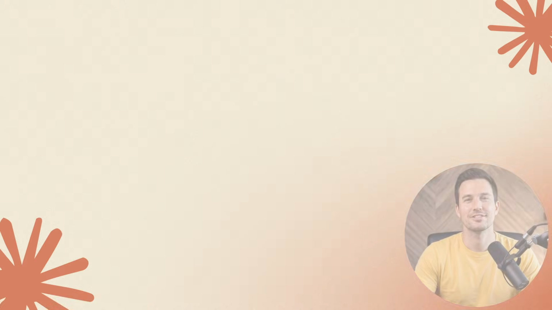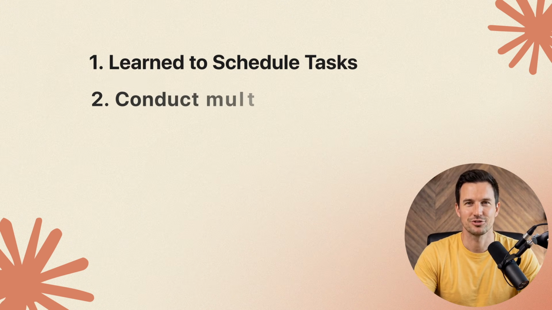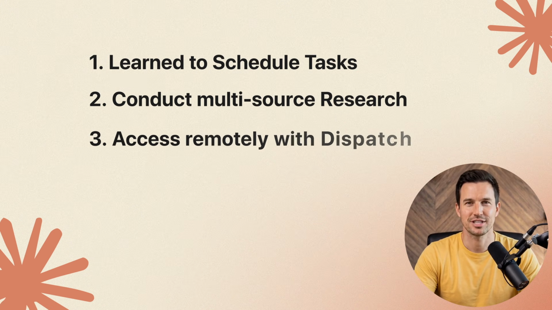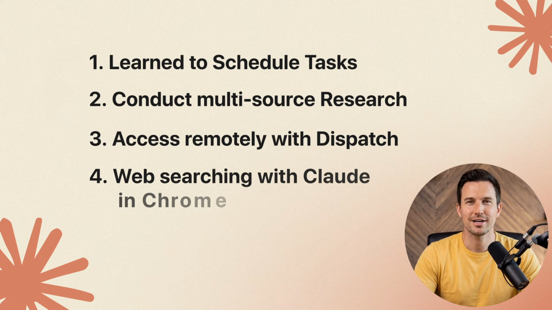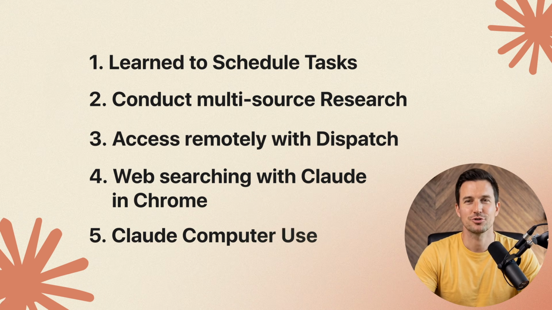No, not even close. But the thing that excites me about it is that a year ago, watching an AI open apps, move files, jump between folders on its own, that would have looked like straight up magic. But right now, it is already doing that, and we can't deny the fact that Anthropic is moving really fast. And if this is what computer use looks like today, I genuinely don't know what it's going to look like 6 months from now. So we saw how to schedule tasks, conduct multi-source research, access it remotely with Dispatch, do web search with Claude and Chrome, and this insane computer use feature. All of this working together like an actual employee.